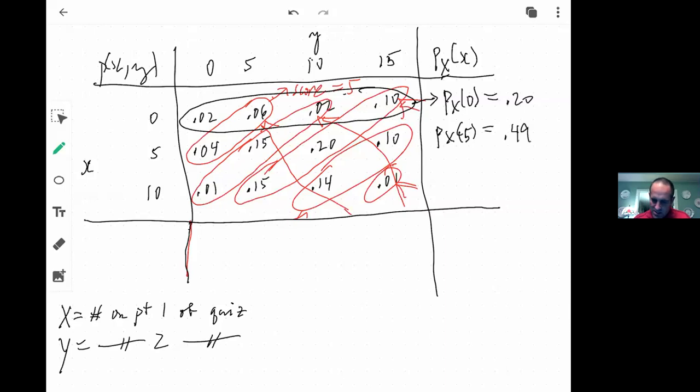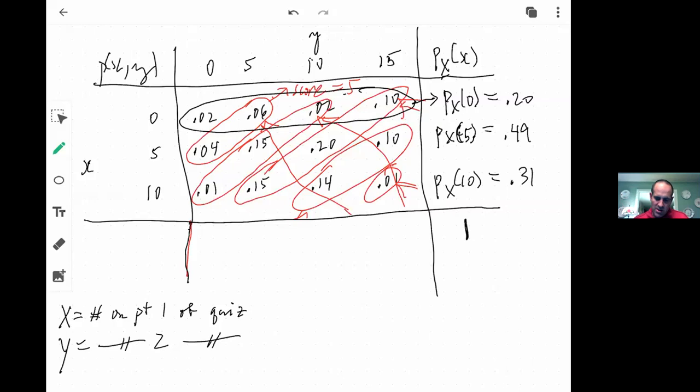I always just like to check myself on the last one here. So far I have 0.69, which means I should have 0.31 in this last row. Is that true? So P sub X of 10. What is that? Is it 0.31? Well, let's see, 0.29, 0.30, 0.31. Yep. You notice if you add everything together here, I get 1.